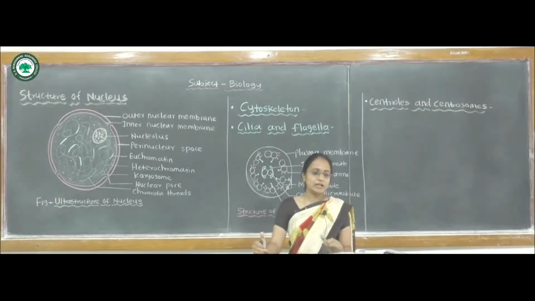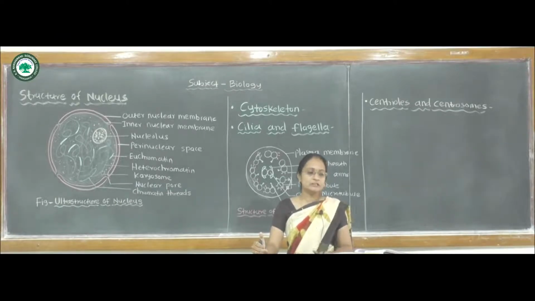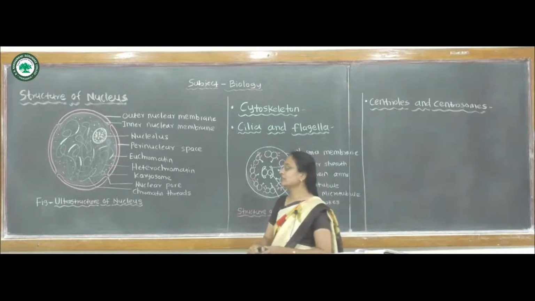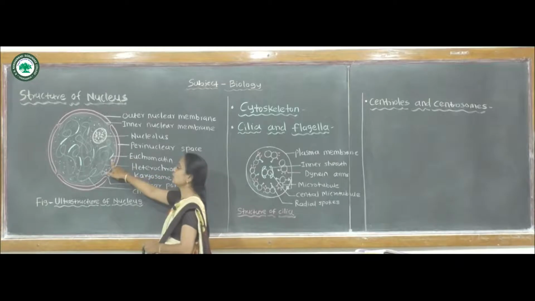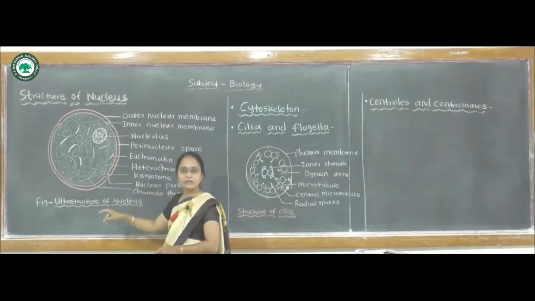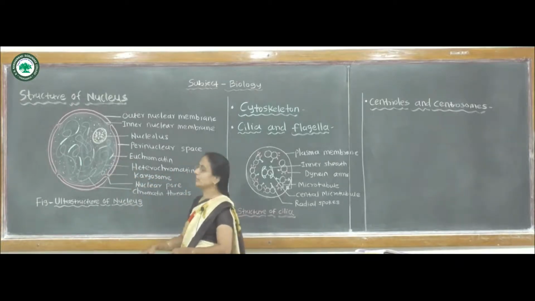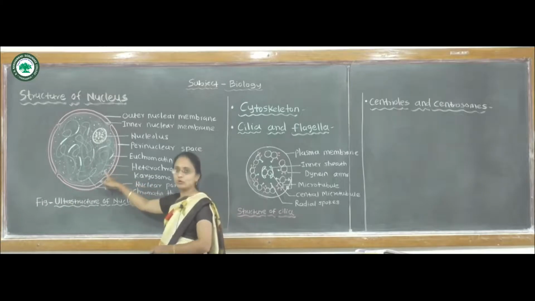Now the chromatin material contains the DNA as well as histone and non-histone proteins, and the RNA. In some regions of the chromatin, the DNA is more abundant and genetically active. In this diagram, the actively repeated DNA is known as euchromatin, and the less repetitive DNA is known as heterochromatin.